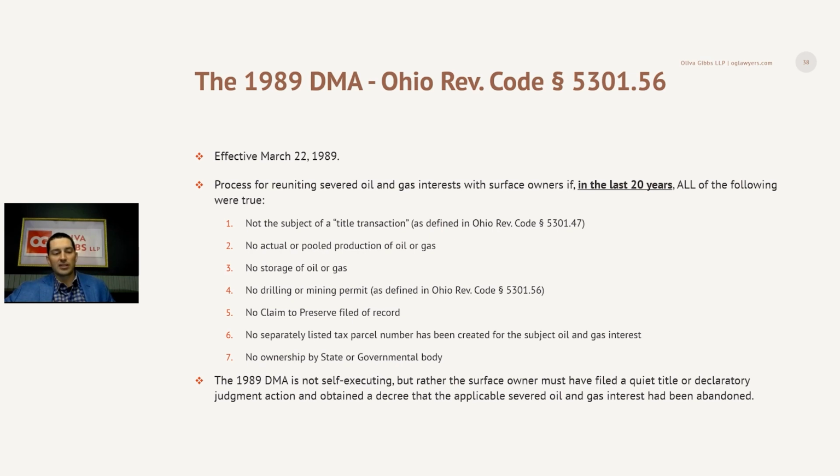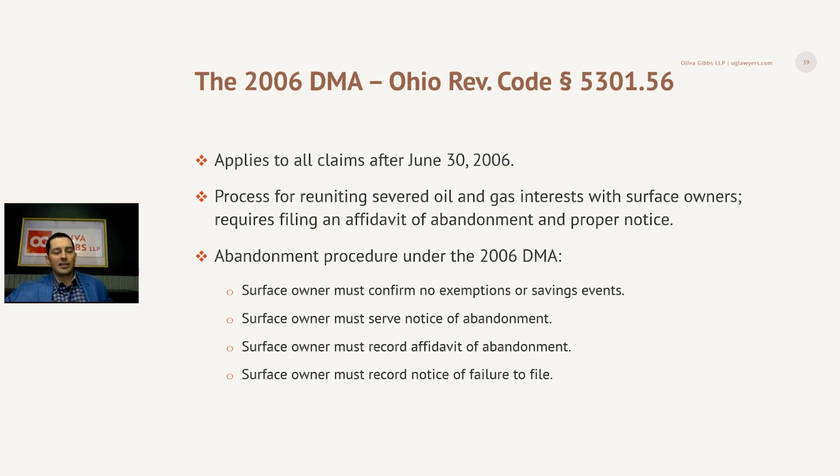Now, due to the Ohio Supreme Court's decision in Corbin v. Chesapeake, prior to June 30th, 2006, if the surface owner filed an affidavit or other type of notice that the severed mineral interest had vested in the surface owner, this would actually not be sufficient, because the Ohio Supreme Court specifically required a successful quiet title or declaratory judgment action by the surface owner. Then in 2006, the DMA was amended. And so the 2006 version of the DMA applies to all claims after June 30th, 2006.